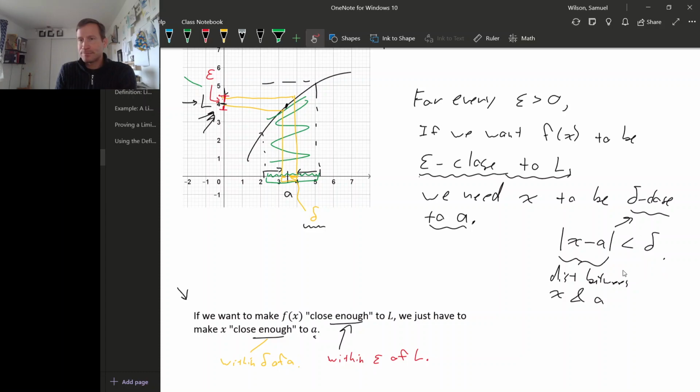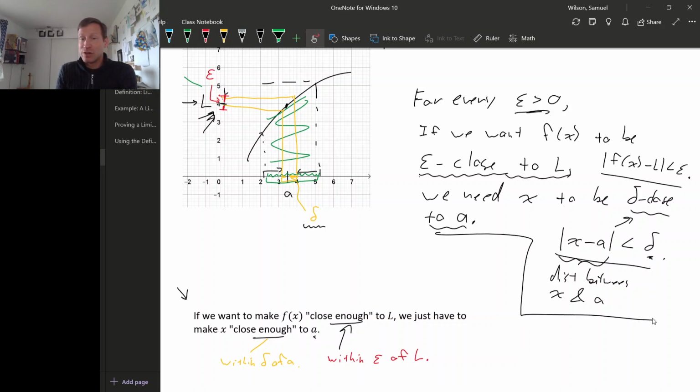Okay. And similarly, for f of x to be epsilon close to L, we want the distance between f of x and L, which is the absolute value of f of x minus L, to be less than epsilon. So what we want is for every value of epsilon, there to be a delta, so that being delta close to A makes f of x epsilon close to L. So let's write that out.